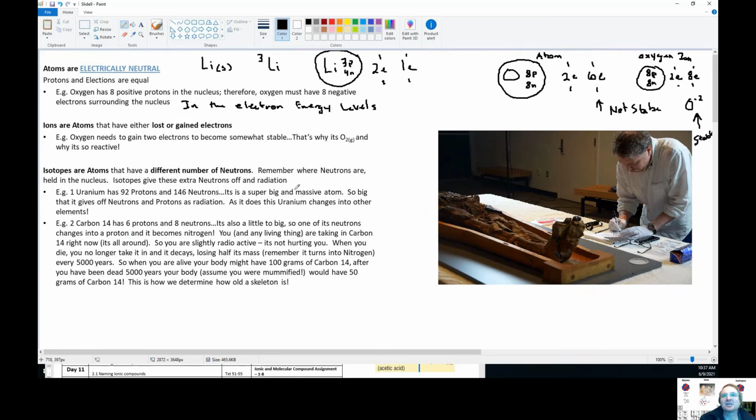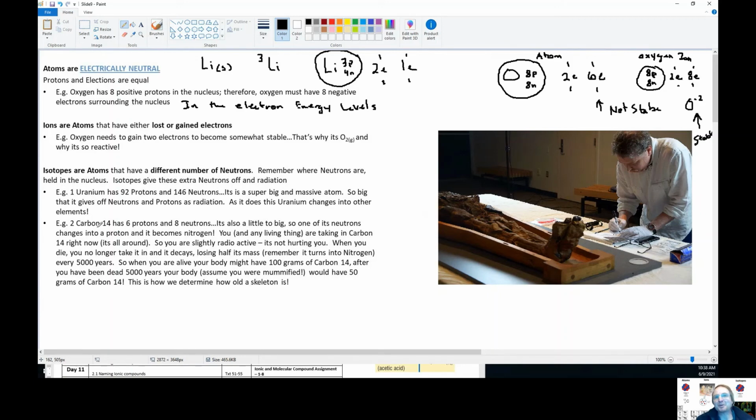As it does, the uranium changes into other elements. It's totally cool stuff. But uranium, if you had some in your hand, is quite radioactive, so it gives off lots of radiation, lots of heat. We can use it to heat water, make steam in nuclear power plants. That's how nuclear power plants work.